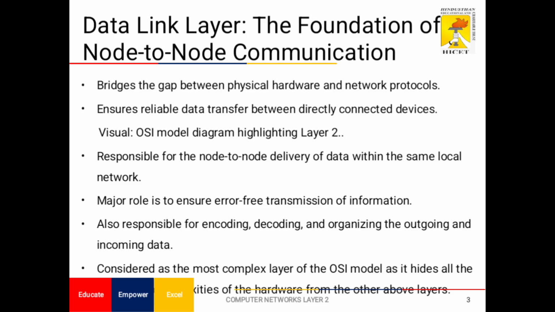It is also responsible for encoding and decoding, organizing the outgoing and incoming data which is sent to and back from the destination devices. Among the 7 layers, this is considered the most complex layer of the OSI model because it hides all the major functions and complexities of the hardware from the layers above. All the process is done inside the data link layer, level 2.